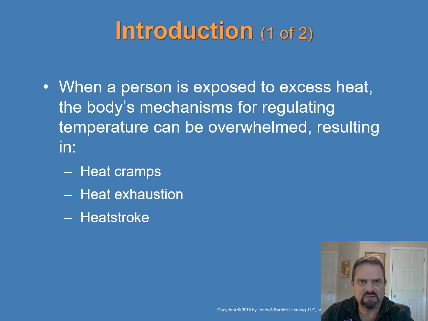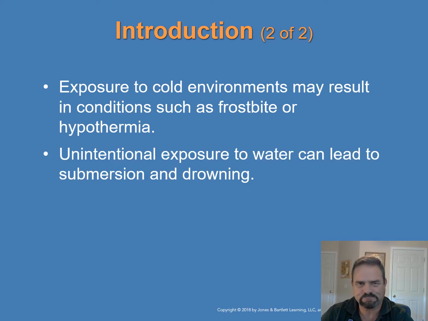All right, folks, as an introduction to environmental emergencies, basically when a person is exposed to excess heat, and we're going to talk about heat first, the body's mechanisms for regulating temperature can be overwhelmed. And what happens, it results in heat cramps, heat exhaustion, and heat stroke. Exposure to cold environments may result in conditions such as frostbite or hypothermia, so we're going to talk about that, and also talk about unintentional exposure to water that can lead to submersion and drownings.